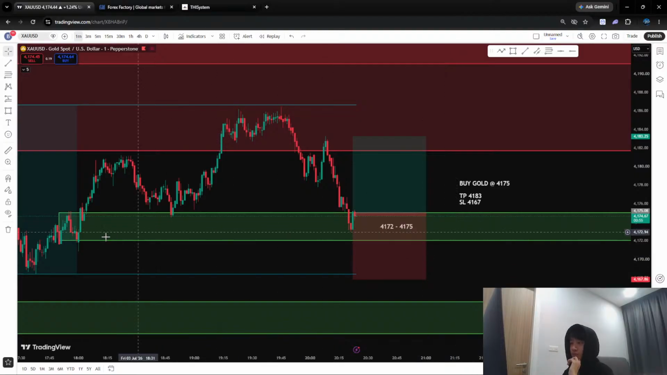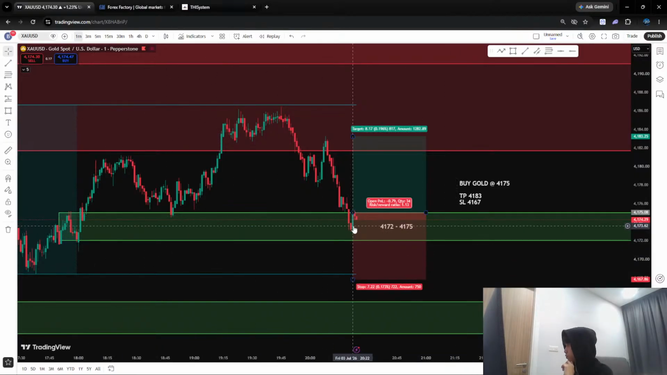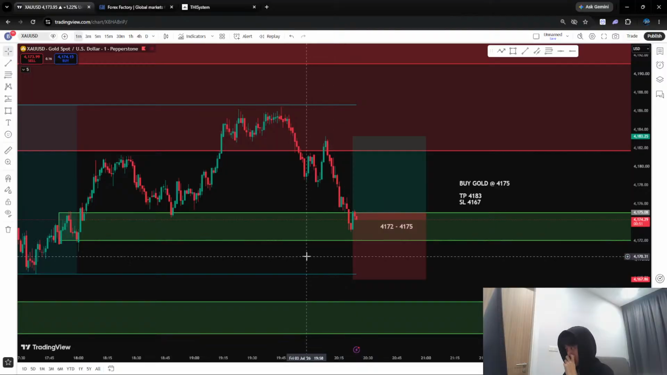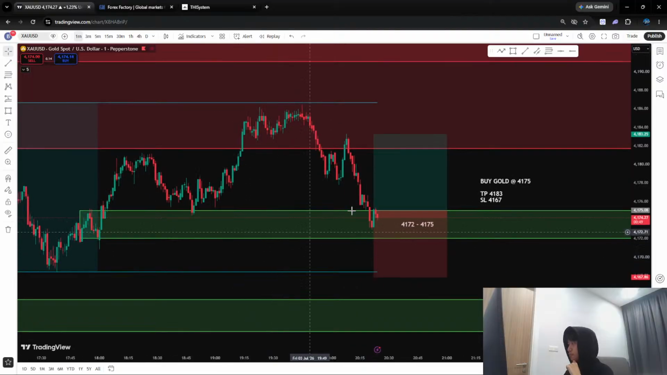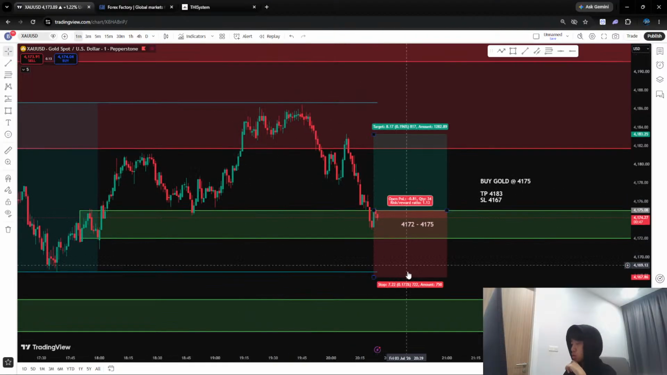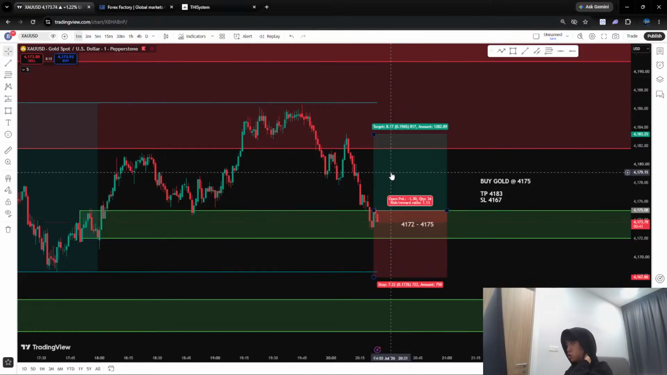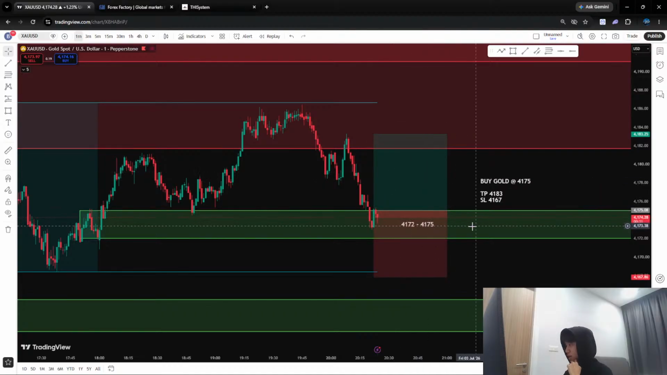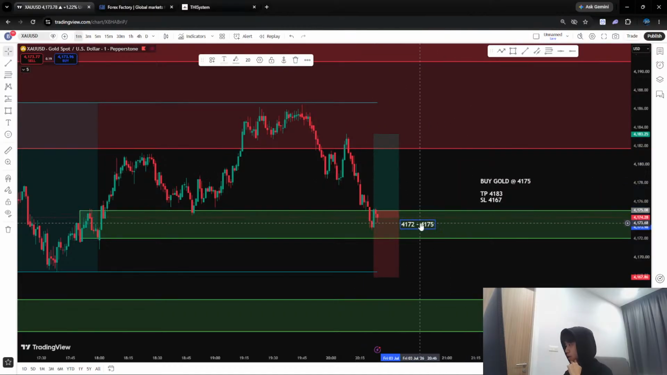It is a 1-to-1 ratio with around 70 to 80 pips left and right. So manage your risk properly. Do not all in anything. Then yeah, let's see. Let's wait and see. No big hurry right now.